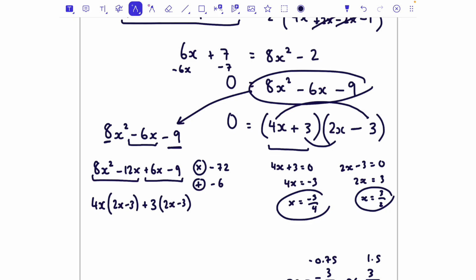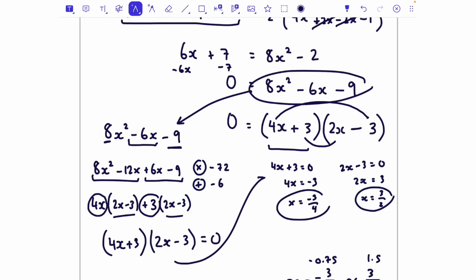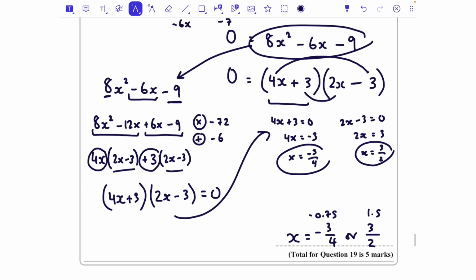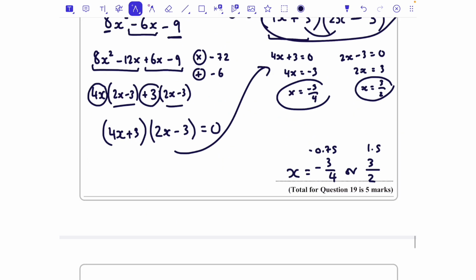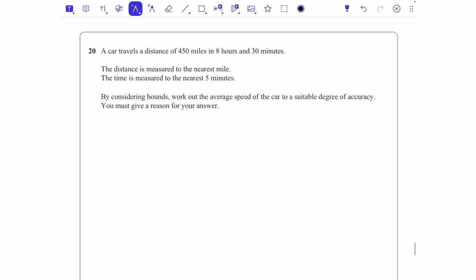If you've done it correctly, your brackets should be matching. And so altogether, I've got 4x lots of the bracket and 3 lots of the bracket. So altogether, 4x add 3 lots of 2x minus 3. That equals 0, and then from there, it's the same as we did here. So that's called splitting the middle, factorising by splitting the middle if you want to practice some more of that. I've always done it through trial and error, but it is entirely up to you. Okay, question number 20.